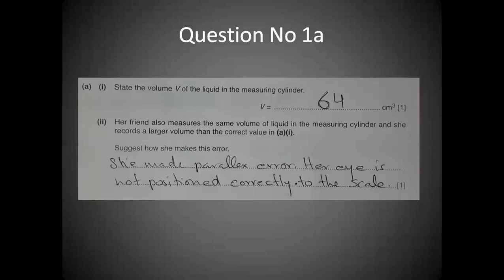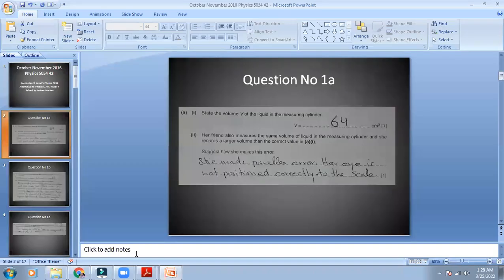But if she positioned her eye below that level or above that level, then she will have parallax error. So we think that this happened due to the wrong positioning of her eye with the scale, and that created a parallax error. Her eye is not positioned correctly to the scale. So that's my answer. So let's move to the next part.